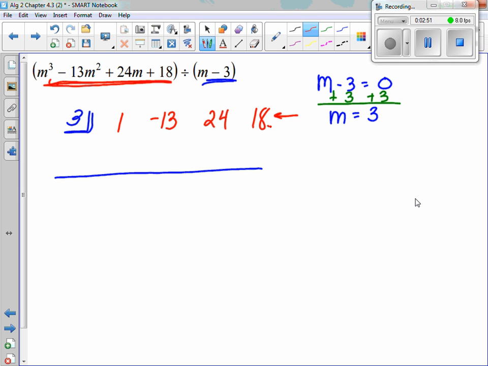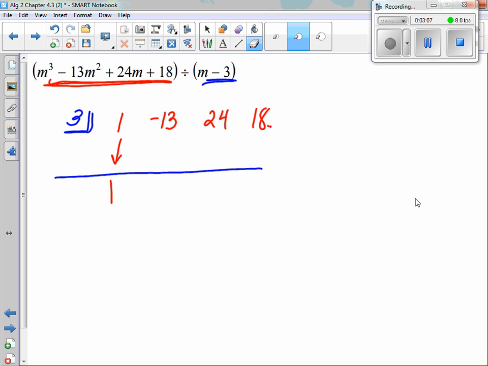Any questions on any of this so far? You all about ready to start synthetic division? Our first step in starting synthetic division is I drop the first number down. We good with this so far?